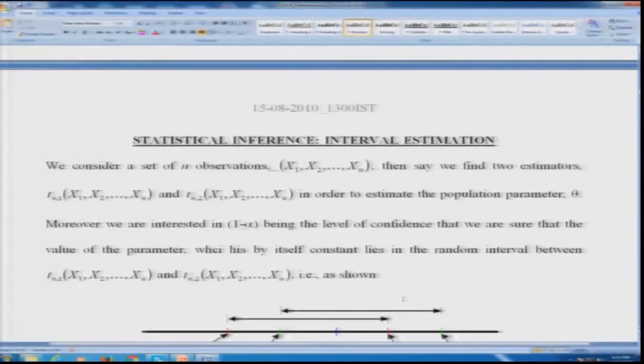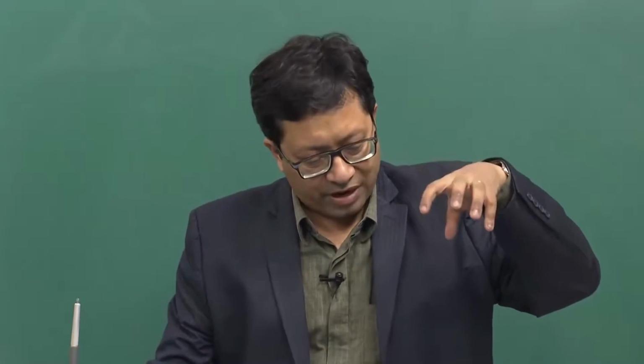So, this 1 minus alpha would be the level of confidence that we are sure that the value of the parameter, which by itself is a constant, lies in the random interval between these two numbers which you have found out, which are T suffix n comma 1 and T suffix n comma 2. Now, remember, in T n comma 1 and T n comma 2, the 1 and 2 are suffixes. The overall random points are picked up from the observations, which are still n in number, but we are combining them in such ratios that the values are different.